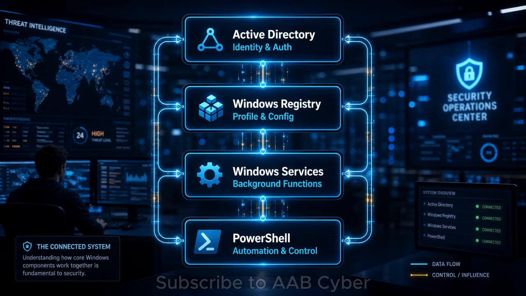Picture that as one chain, top to bottom. At the top, Active Directory, it decides who can log in the first place. One level down, the registry, it loads that user's HKCU profile and configuration. Below that, services, they keep the machine's background functions running. And at the bottom, PowerShell, which can inspect, automate, or manipulate any part of everything above it.